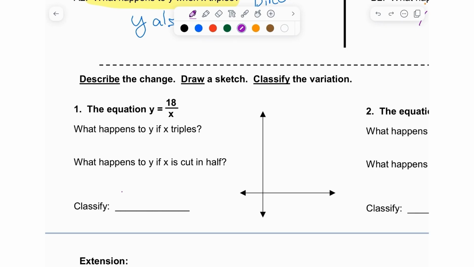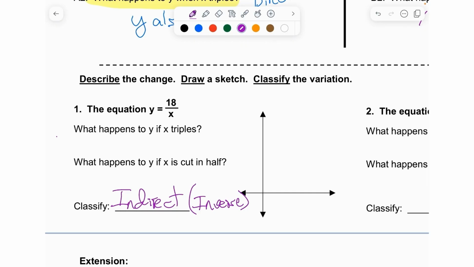All right, so if you're playing the video, I hope you tried something with number 1. As we suggested, maybe the easiest thing to do would be to classify. How do we know that it's indirect? Yeah, we see the form of the equation. It's in that fraction form. So it's going to be indirect, or if you like the word inverse, we said we could use both words. That would be just as good. So what happens to y if x triples?